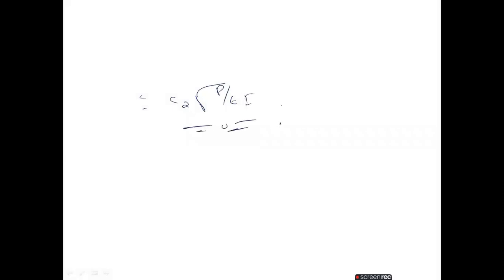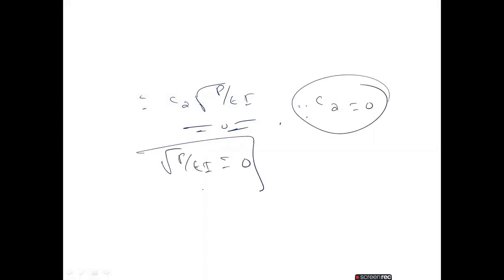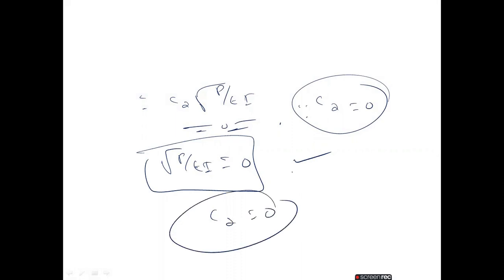Okay, so it is clearly stating that c2 equal to 0 as well as square root of P by EI equal to also 0. But for the crippling load we are discussing, the value of square root of P by EI is not 0. That's why we will take only c2 equal to 0. So it is not 0 because of the crippling load.